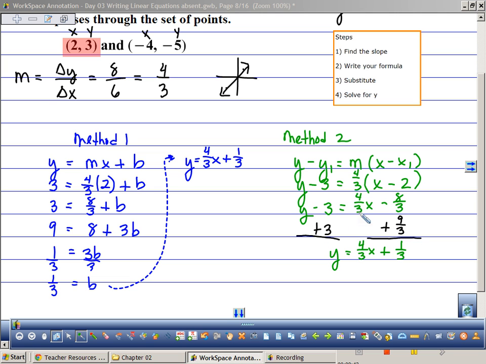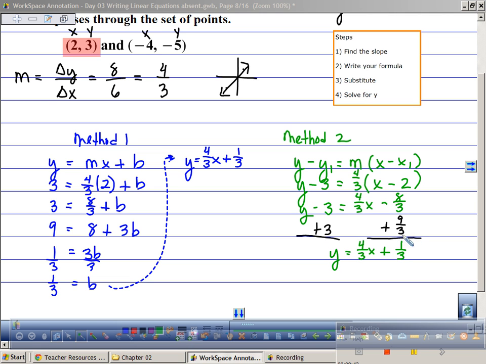If I add 3, isn't 9/3 3? You guys just aren't used to doing this in your head. Doesn't 3 equal 9/3? So if I'm comparing thirds, I want to turn 3 into thirds. That way I can just straight add them together.